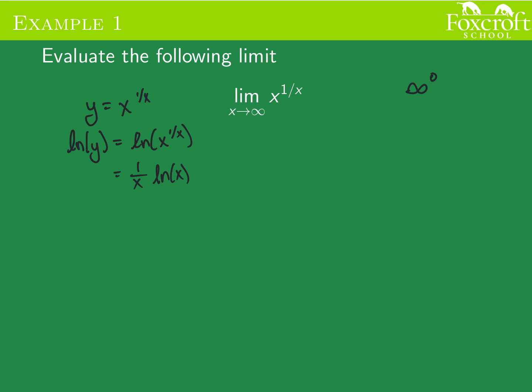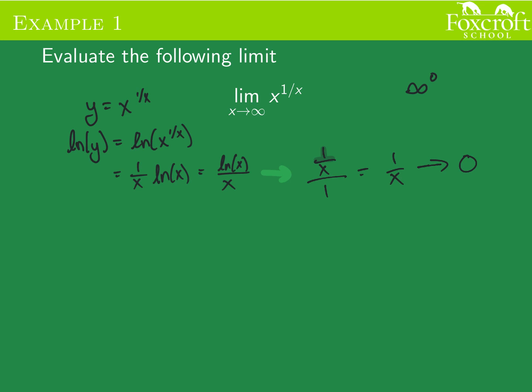And now what happens if I try to plug infinity into this? This is natural log of x over x. If I try to plug infinity into the natural log, I get infinity. If I plug infinity into x, I get infinity. So now I can use L'Hopital's rule, which says take the derivative of the top, which is 1 over x, and the derivative of the bottom is 1. So that's 1 over x over 1, which is just 1 over x. When I plug infinity into 1 over x, I get 0. So if I evaluate this limit, I get 0.